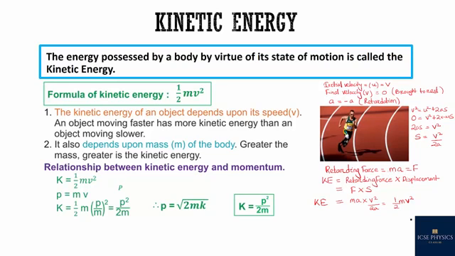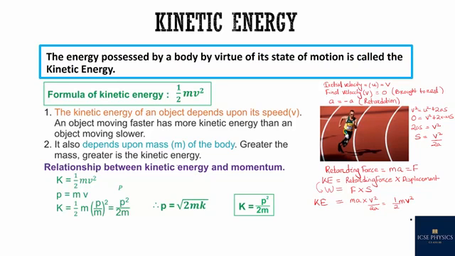What is work? Kinetic energy is equal to work, and work is equal to force into displacement, right? In place of force I have written mass into acceleration, and in place of s I have put v square by 2a. So a cancels, so what will it be? Half mv square. From this we get the formula half mv square.